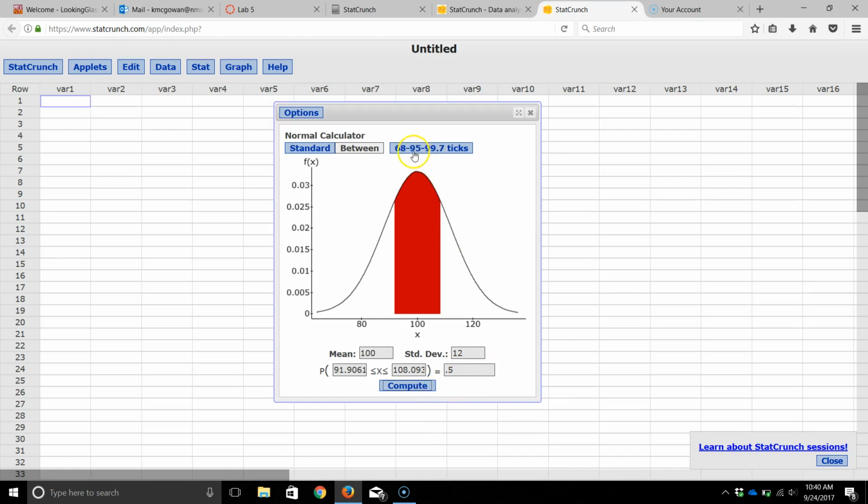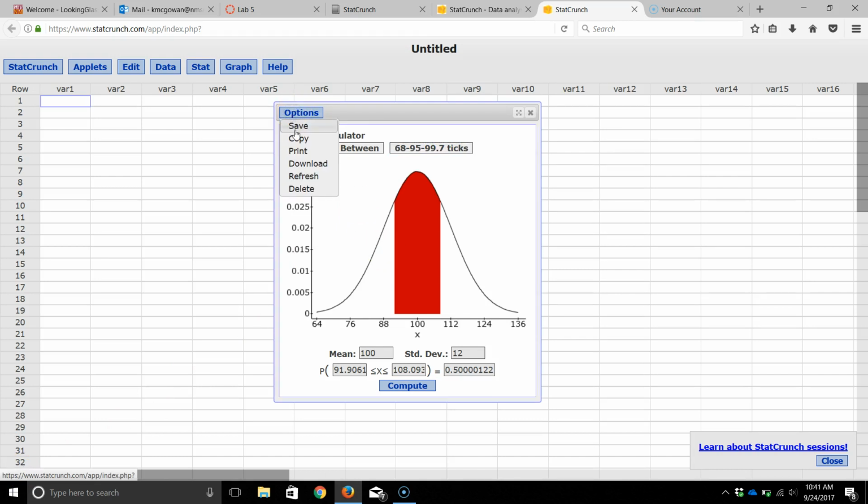You'll also notice this option here, the 68, 95, 99.7 tick marks are corresponding to the empirical rule tick marks. If I click that, it changes the tick marks to cut off exactly 1, 2, and 3 standard deviations in both directions. That's a toggle switch. You can turn that on and off.